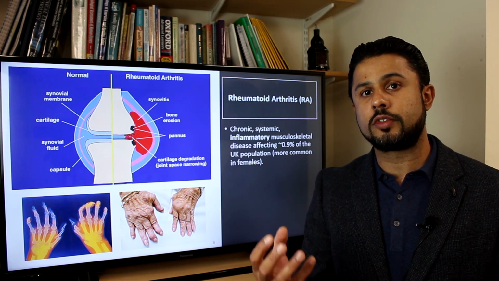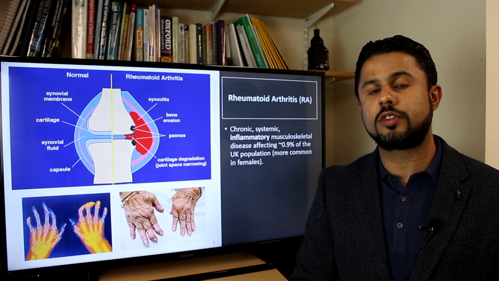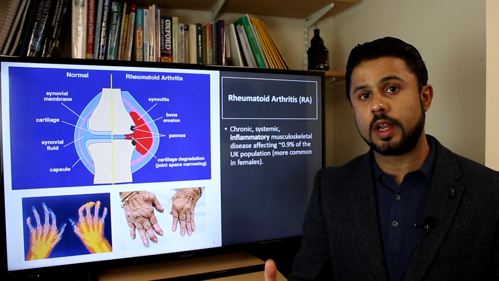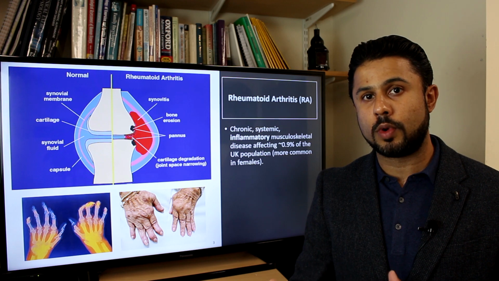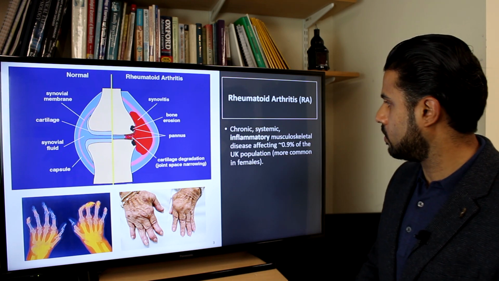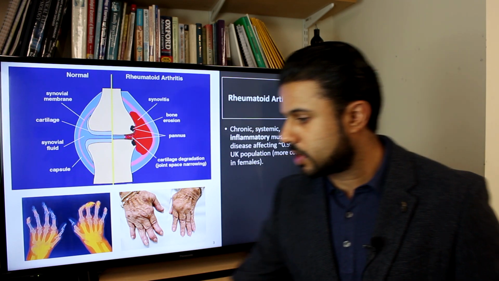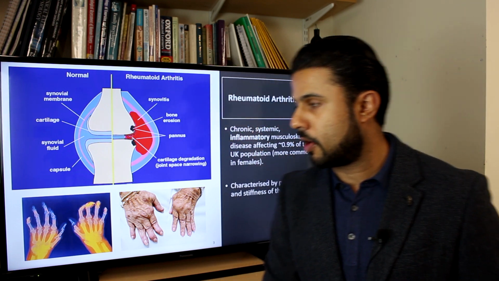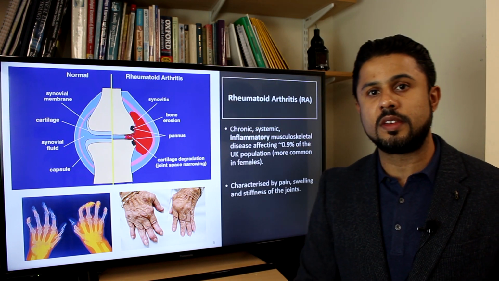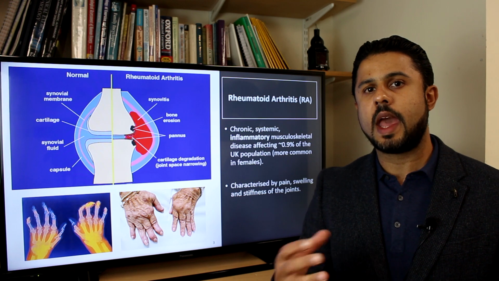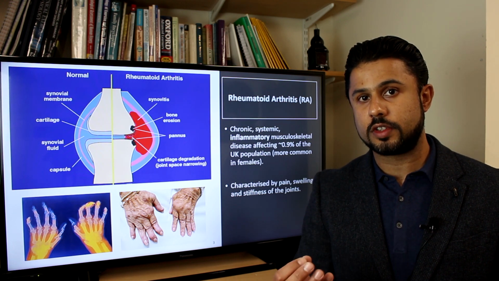It affects about 0.9% of the population in the UK. It's more common in females, so there's a 3-to-1 ratio compared to males. So that's some of the things that you have to think about when looking at the disease. It's characterized by pain, swelling and stiffness of the joints.